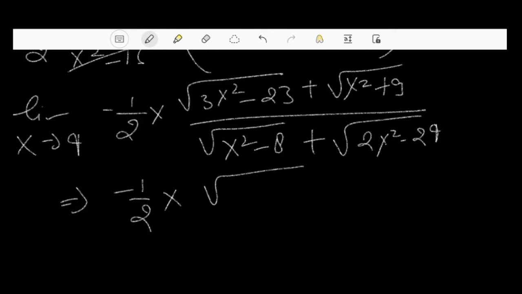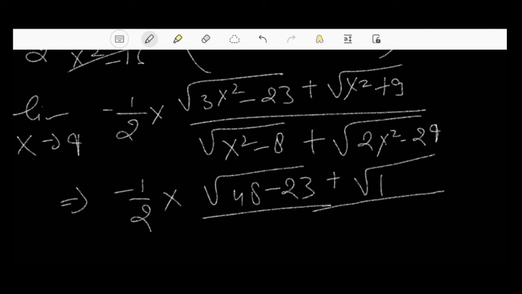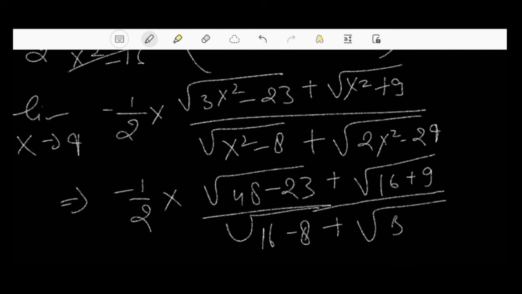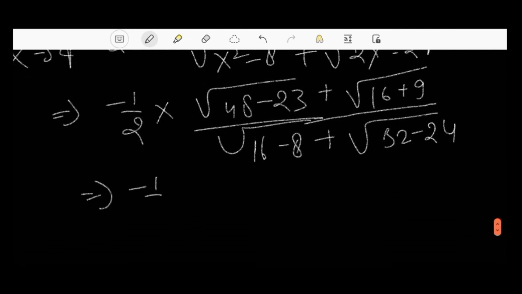This would be 48 minus 23, plus square root of 16 plus 9, divided by square root of 16 minus 8 plus square root of 32 minus 24. And after basic calculation we can simply obtain the value, and the value is 10 divided by 4 square root of 2.